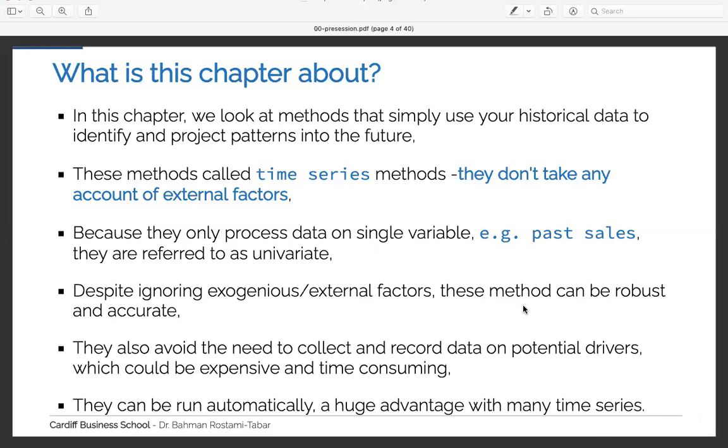Okay, so yeah, another advantage of time series methods is they can be automatic. So you don't actually need any intervention from users. They can automatically tune parameters, optimize them, and then generate the forecast.